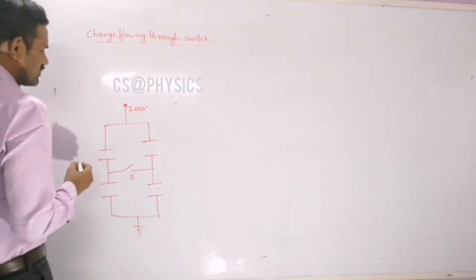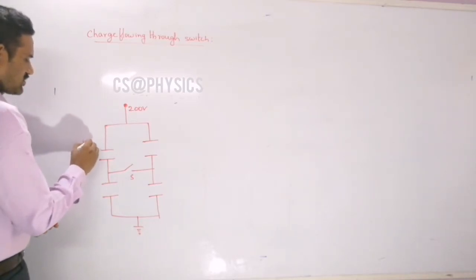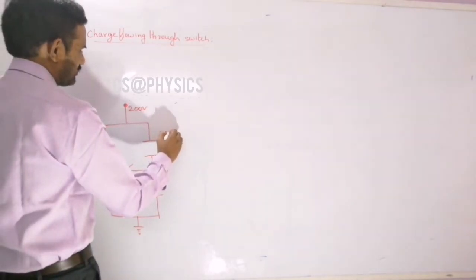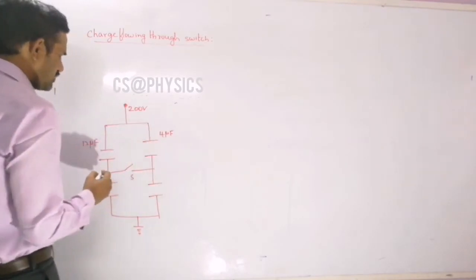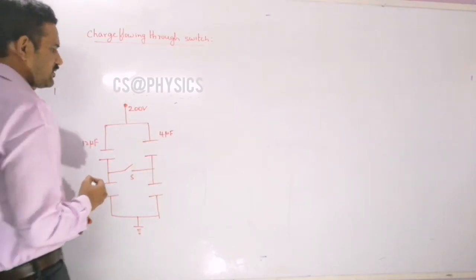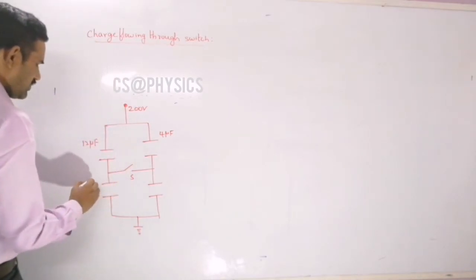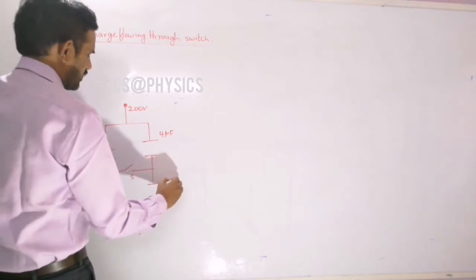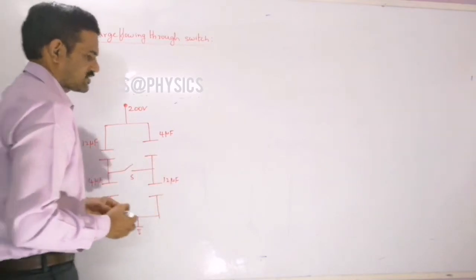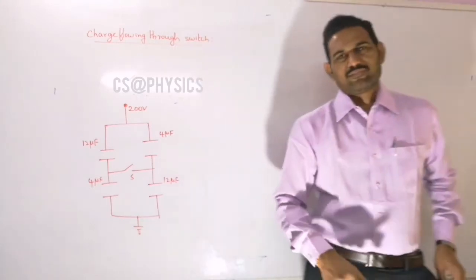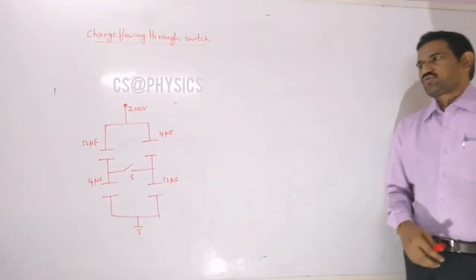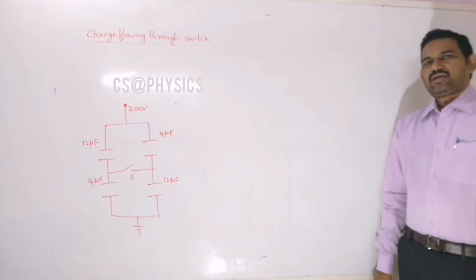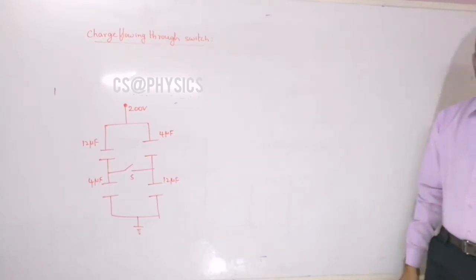Now I am giving the capacitance of this capacitor as, let us take, 12 microfarad, and this is 4 microfarad. Similarly, these two are 4 microfarad and 12 microfarad. So these are the capacitors now. So write that question: in the circuit shown in the figure, the switch is initially kept open.